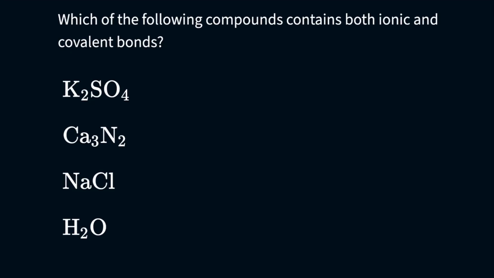Which of the following compounds contains both ionic and covalent bonds? Okay, so we have K₂SO₄, potassium sulfate, calcium nitride, Ca₃N₂, sodium chloride.